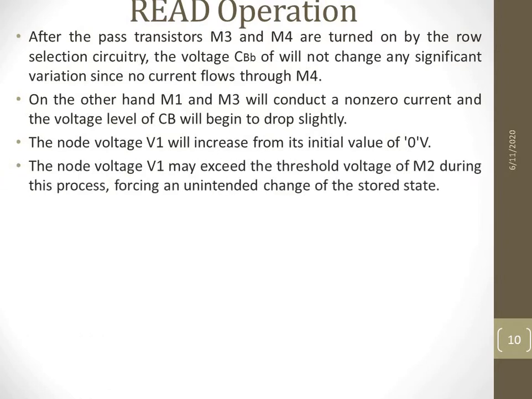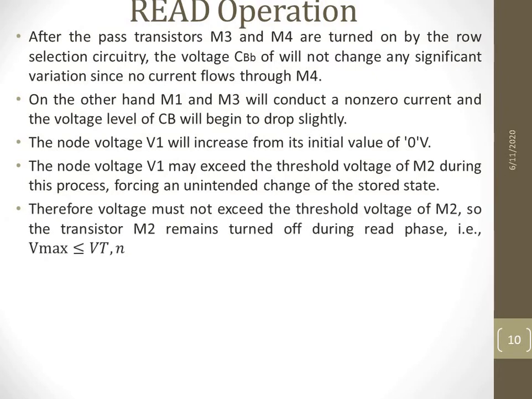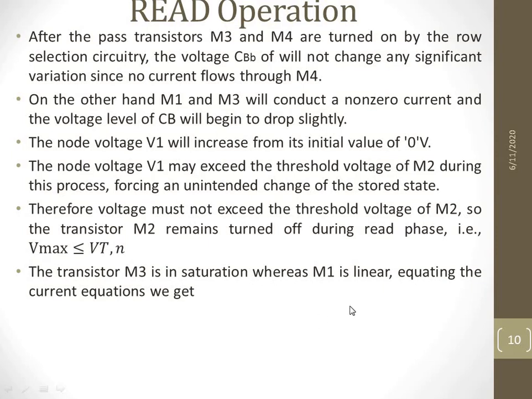The node voltage V1 may exceed the threshold voltage of M2 during this process, forcing an unintended change of the stored state. Therefore, what we are supposed to see is that the voltage should not exceed the threshold voltage of M2. That means we need to maintain this formula, that is Vmax should be less than or equal to Vtn. The transistor M3 is in saturation whereas M1 is in linear.